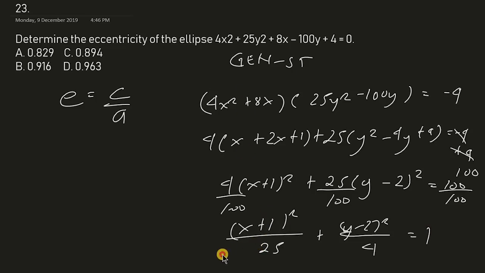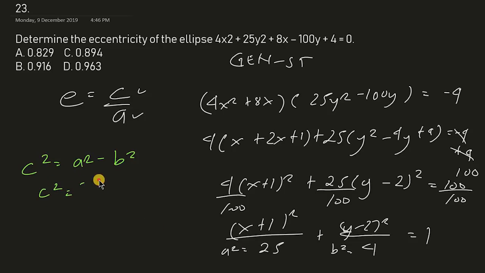What is larger will always be the A. So, A squared is equal to 25 and B squared is equal to 4. So, para mahanap ko yung C, since meron akong A, I need to find for the value of C. I will use the formula C squared is equal to A squared minus B squared. Minus pag ellipse, plus pag hyperbola. Don't forget that.